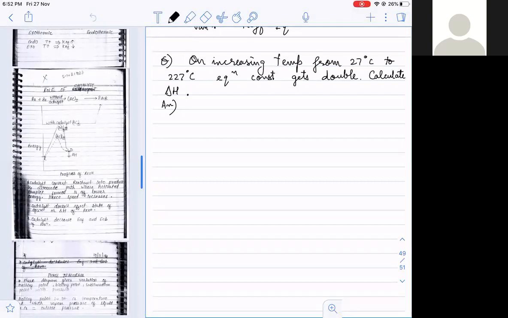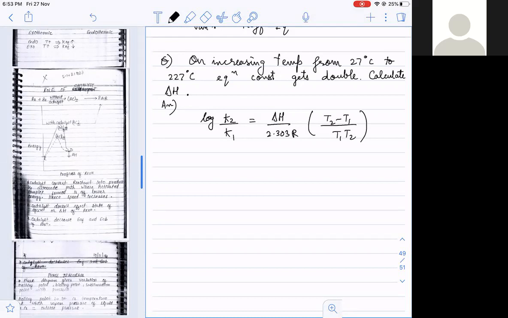I think you can do this very easily by this. Log K2 by K1 is equal to, what is the formula? Please tell me. Log K2 by K1 is equal to, yes, delta H by 2.303 R into T2 minus T1 divided by T1 into T2. Yes, that is correct. So it is saying that on increasing the temperature from 27 to 227, the equilibrium constant gets double. So calculate delta H.